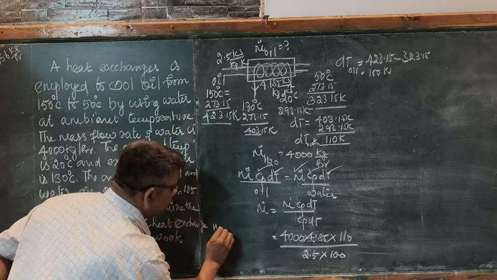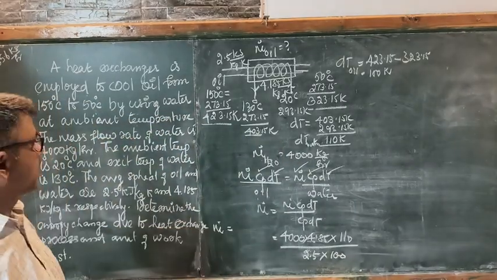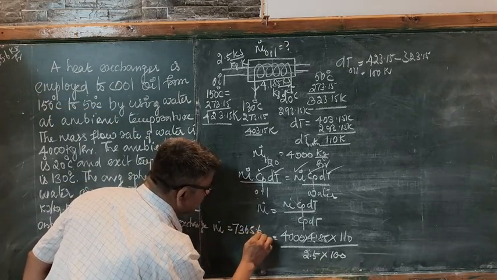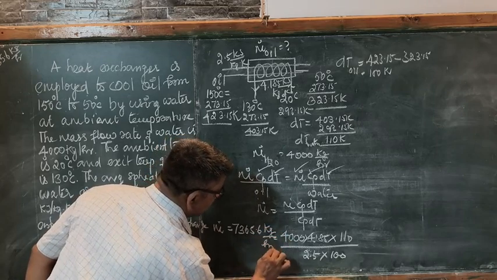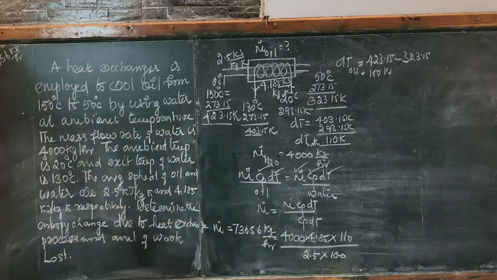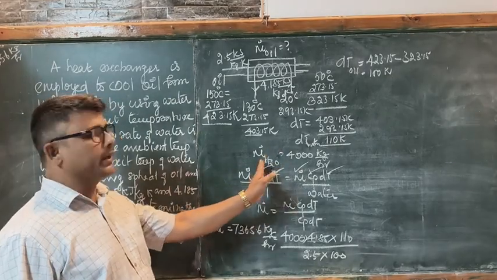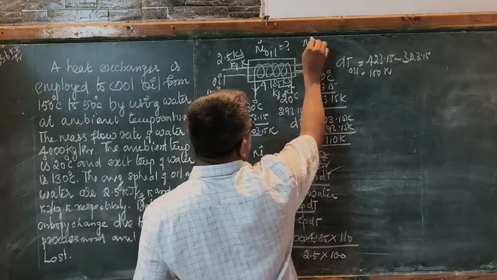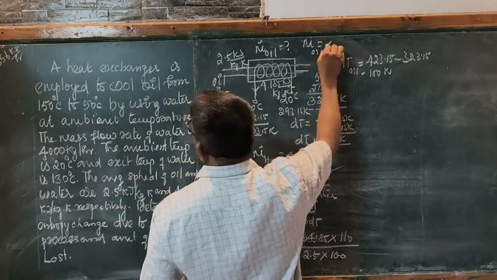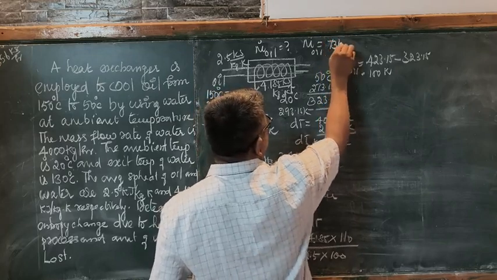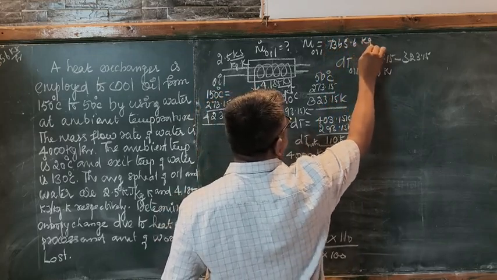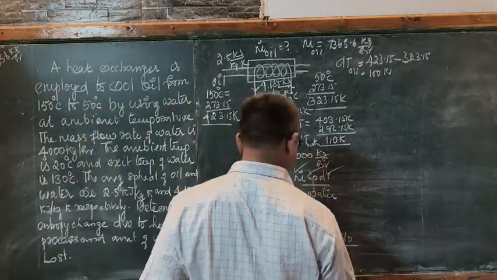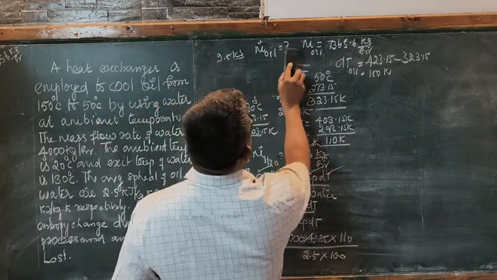After performing this calculation, the mass flow rate is 7365.6 kg per hour. So the mass flow rate of oil was established by using the energy balance between oil and water. Clear? Okay. So the mass flow rate of oil is equal to 7365.6 kg per hour. Next, I am going to find the entropy change.